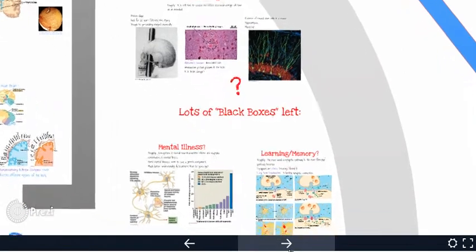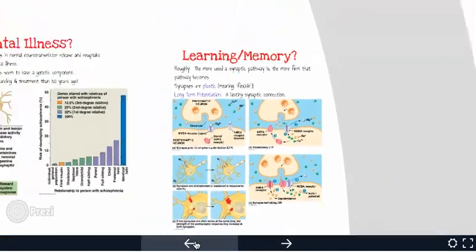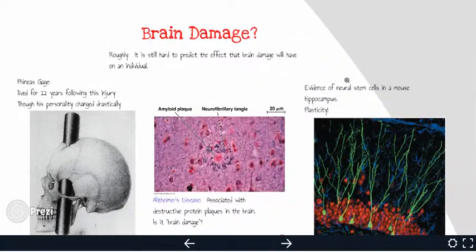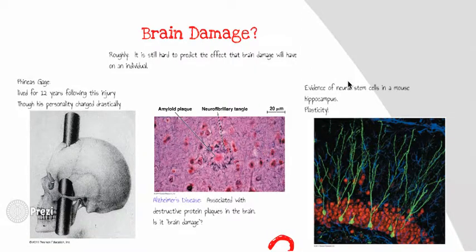All right, so brain damage. Actually, no, let me back up here. Let's see if I can make that a little bit larger. Here we go. All right, so it's hard to predict some of the effects that it will have on an individual, and part of that is because of what we were talking about the other day, where there are different pathways for neurons to send messages through the brain.